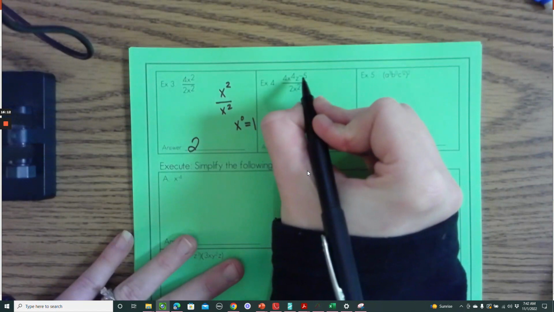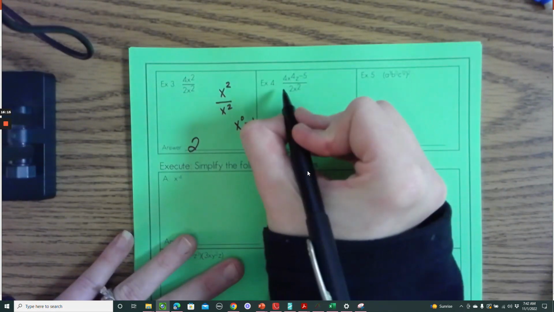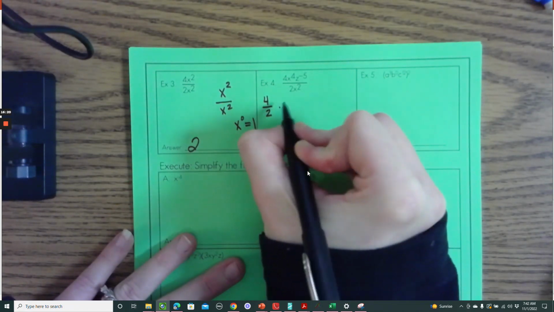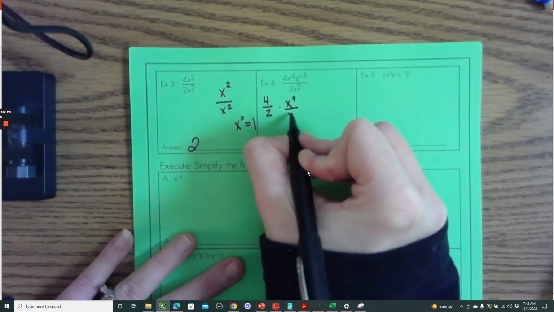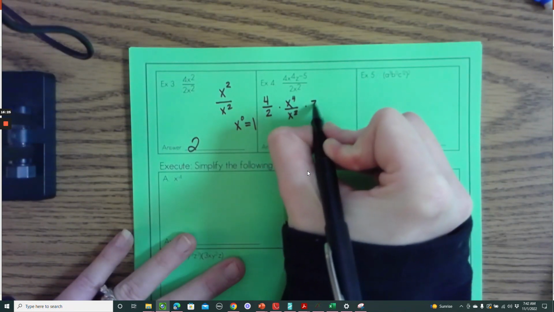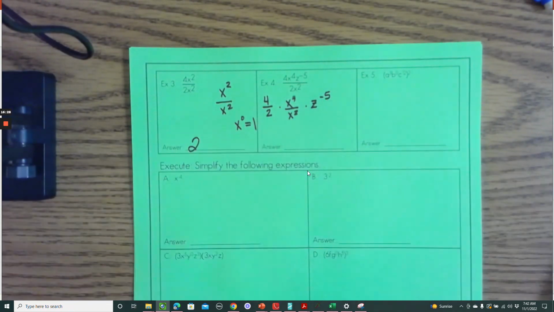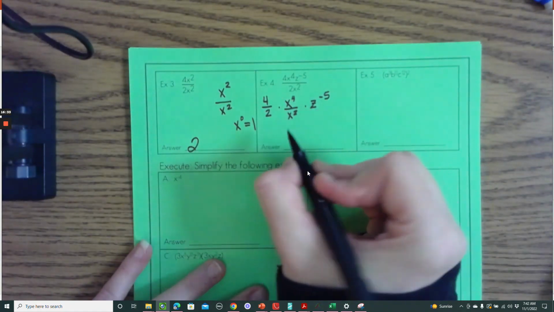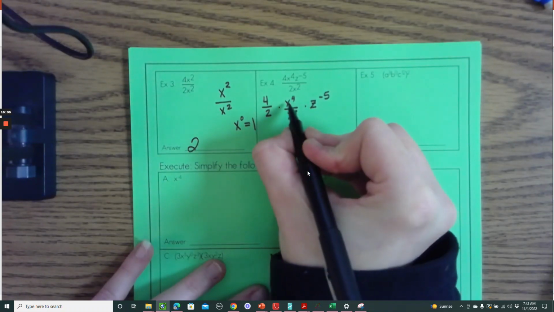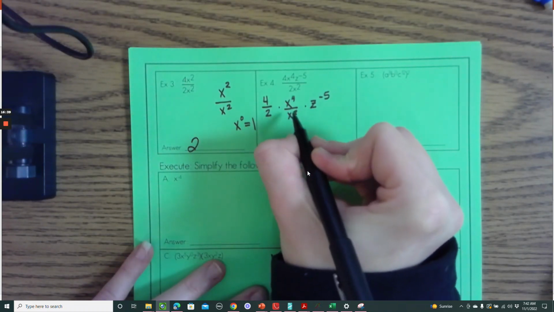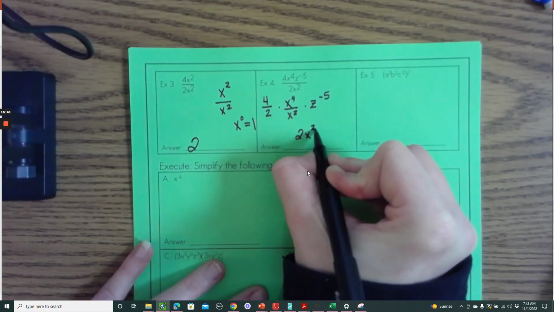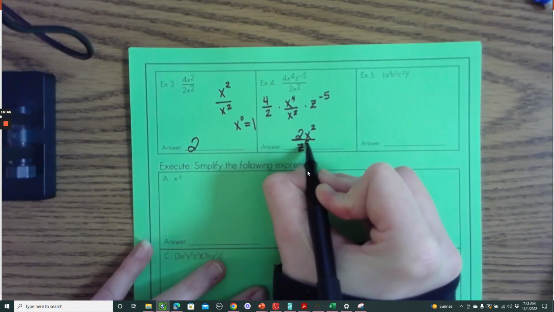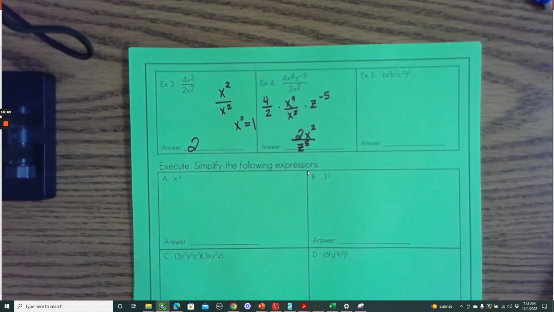All right, this one is written really wonky. So we're going to break it apart. The coefficients, and then we've got x to the 4th over x squared, and then we've got z to the negative 5th. So I'm just pulling those pieces apart and matching them up with their buddies. So 4 divided by 2 is a 2. X to the 4th over x squared. 4 minus 2 gives me a 2. And then z to the negative 5th means that z to the 5th, we remove the negative, is in the denominator.